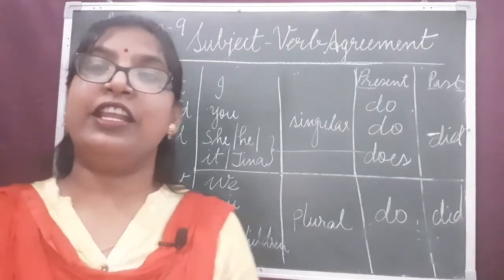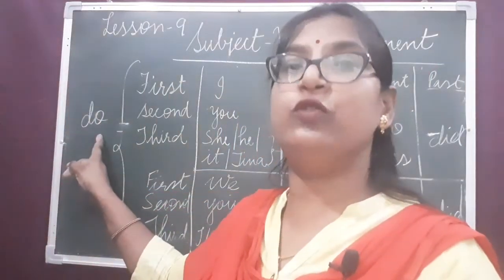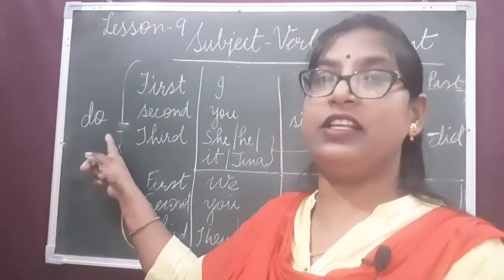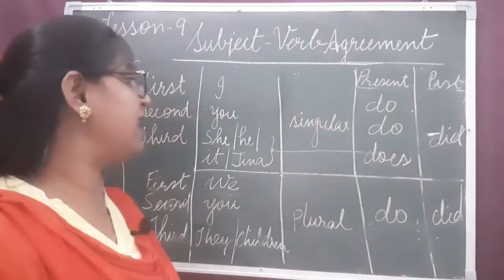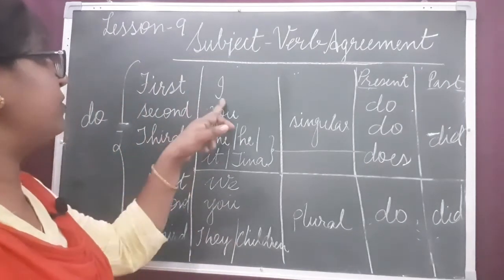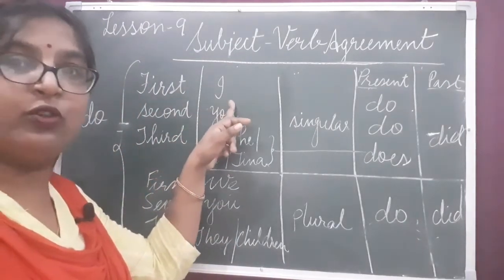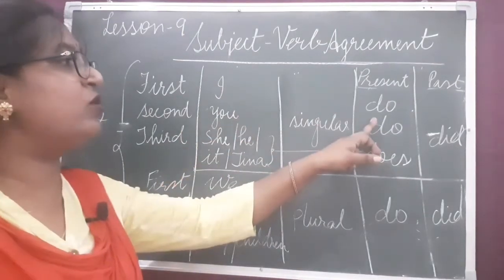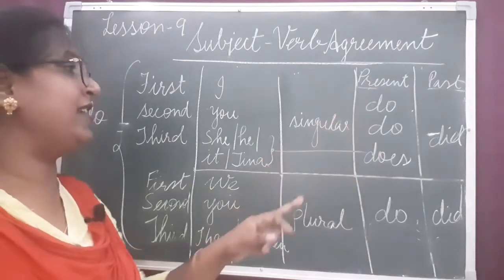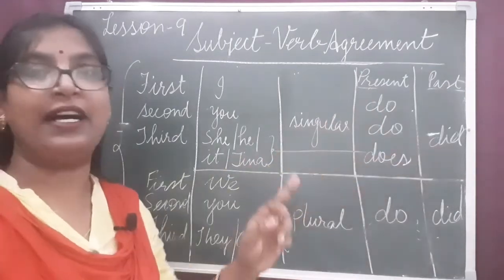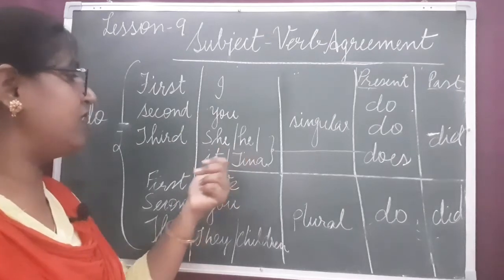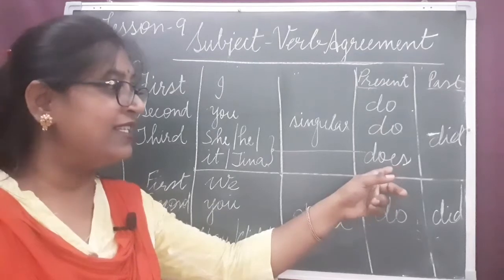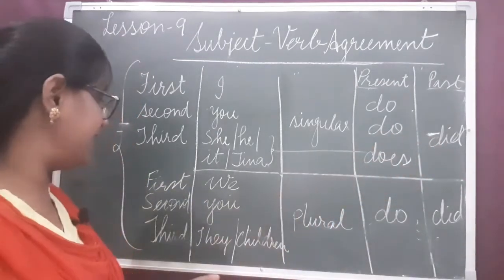Dear children, now let us see the forms of do verbs. Do is also an auxiliary verb and it is also having different forms. Let us study the different forms of do verbs. These are in first person singular in number. If we use the pronoun I or you, with both the pronouns we use do in present tense and did in past tense. When the subject is she, he, it or any singular subject, we use does in present tense and did in past tense.